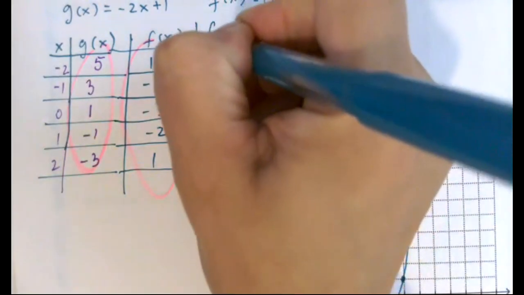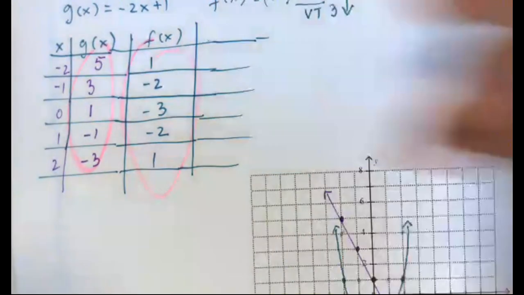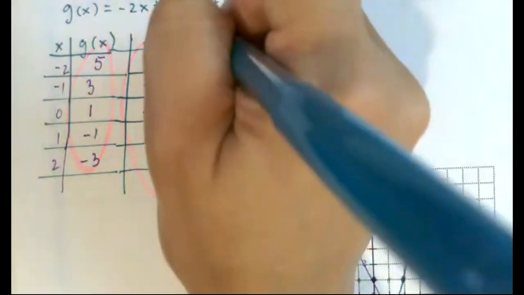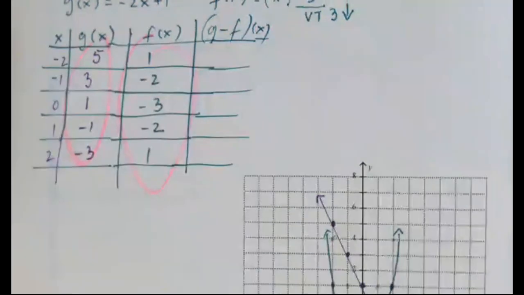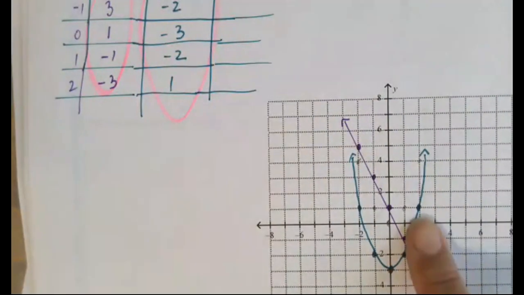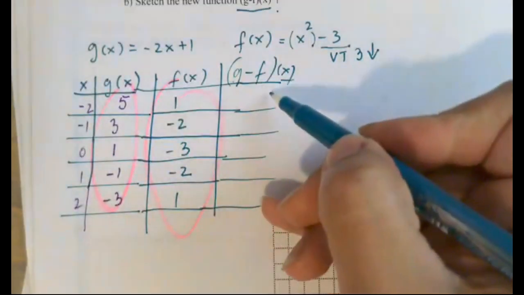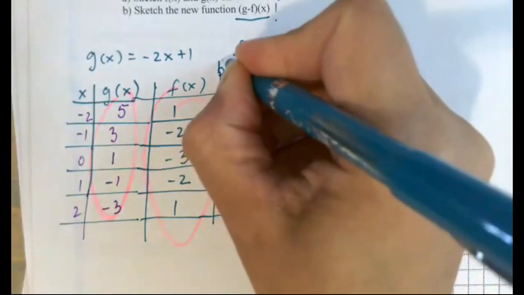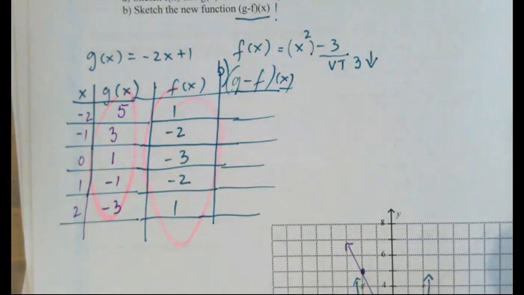So all I gotta do is g minus f, working with the values that are in front of me in the table. So this answers part A. We graph the two functions. Now here we're doing already part B, right? Part B starts basically here with the prep that we've done in part A.